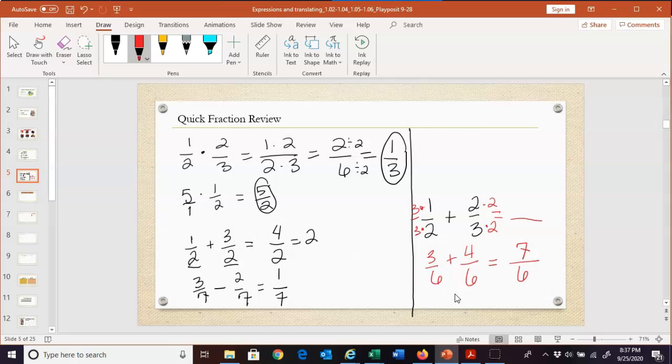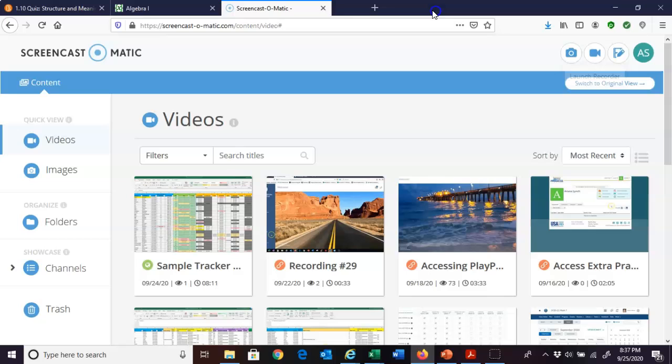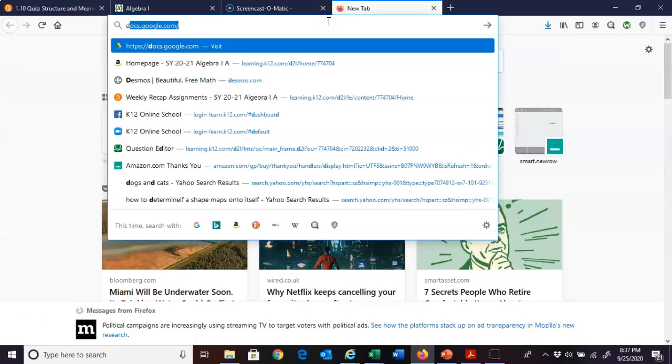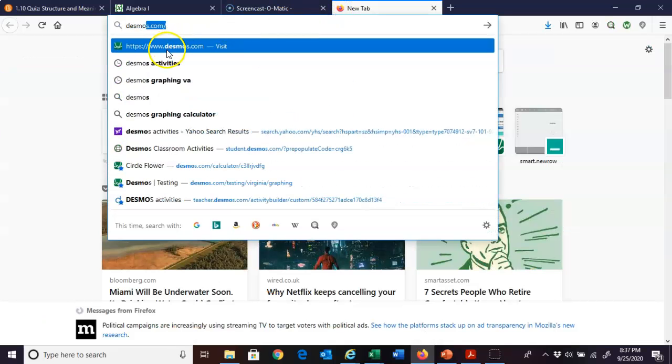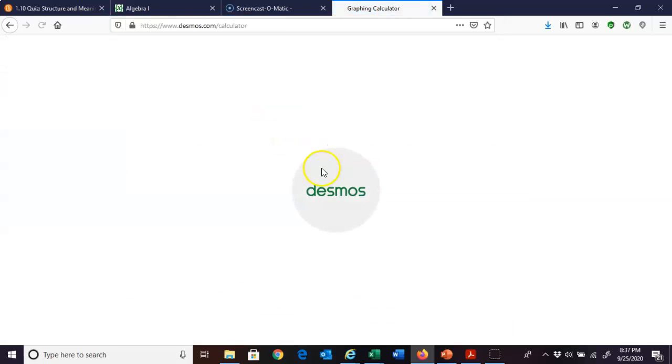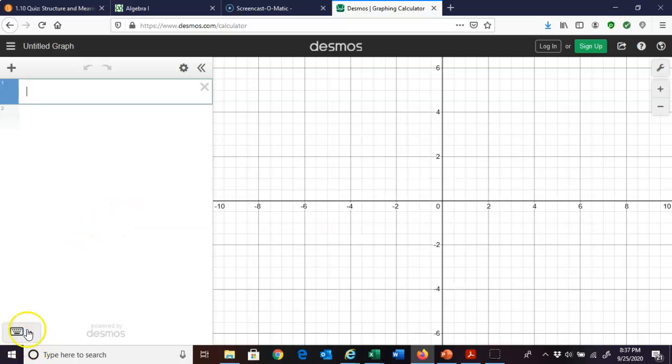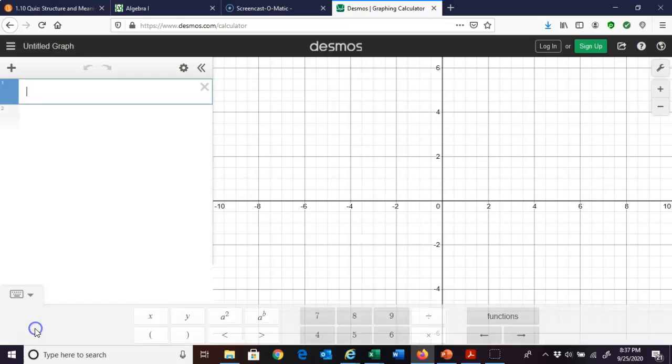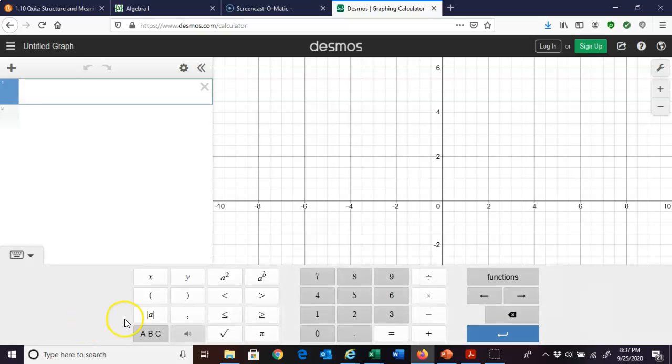Now I'm going to take a minute to show you something pretty cool. I'm going to show you your Desmos calculator. Let's pull up our Desmos calculator that we're going to use. We're going to use the graphing calculator, but if you look down here at the bottom, you have a keyboard. So we're going to pop that up, and here's our scientific keyboard. So check this out. We can do 1/2, arrow over, plus 2/3.